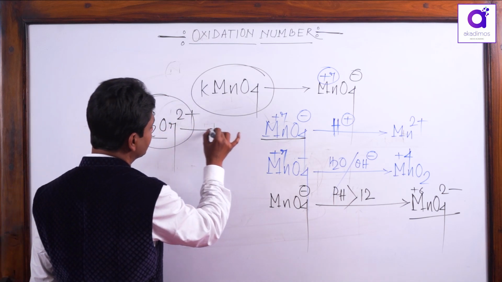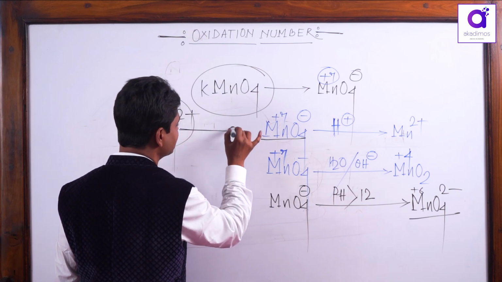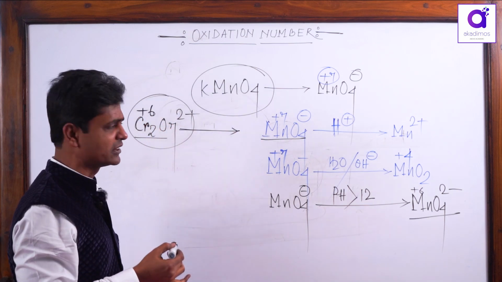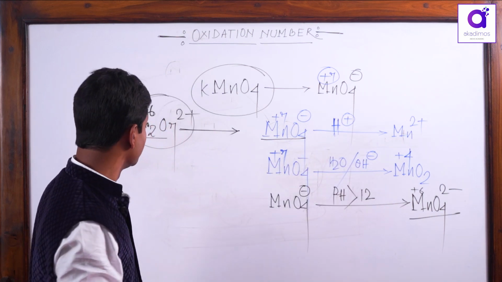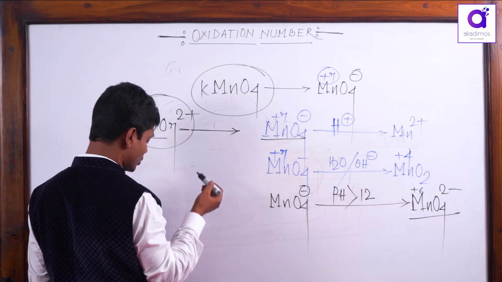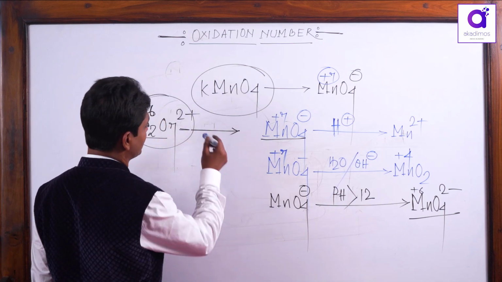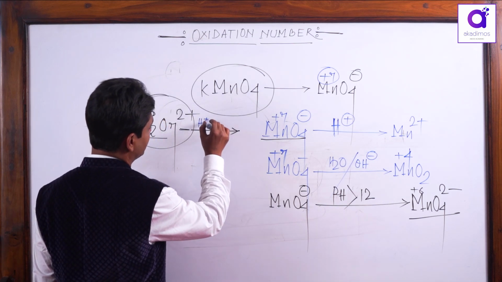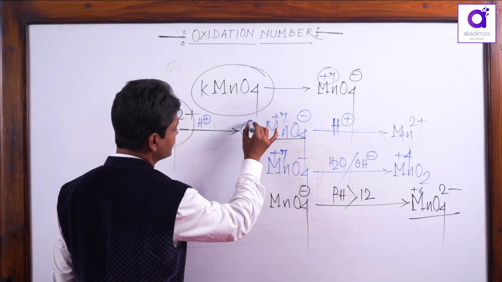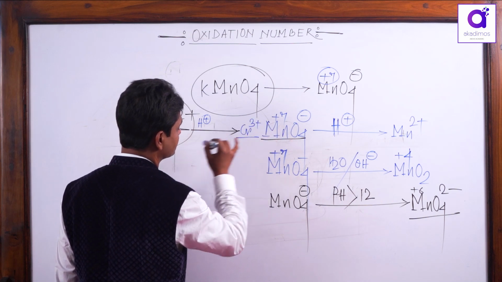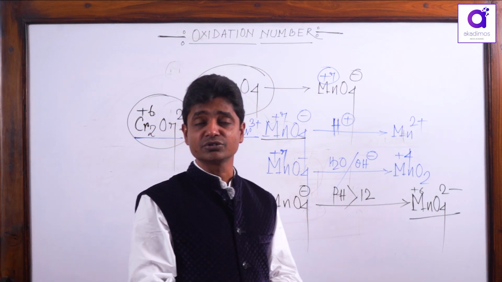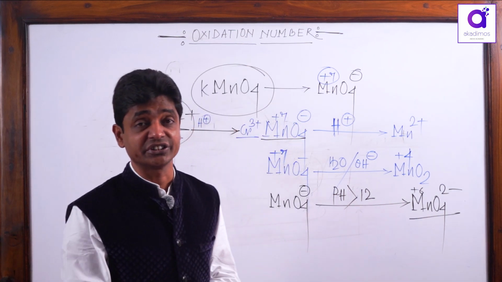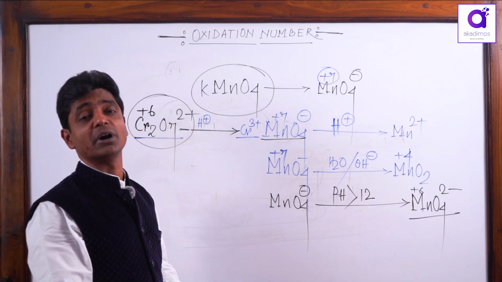And this dichromate only acts as an oxidizing agent. That is different from MnO4 minus, which acts as an oxidizing agent in different media. But here, Cr2O7 2 minus only acts as an oxidizing agent in acid medium, remember, and it reduces to green Cr3+. You got the idea of which one is the oxidizing and which one is the reducing agent from the oxidation number.